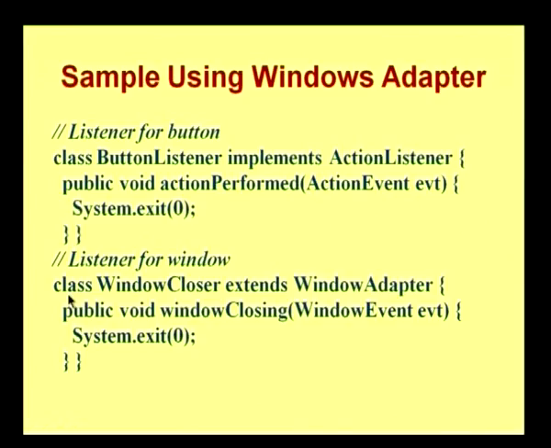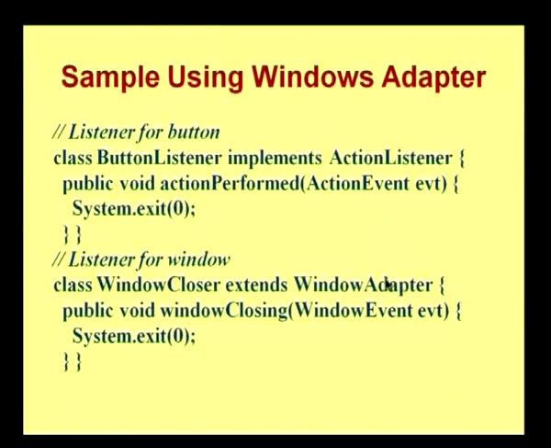Here you can see that you have a class called WindowCloser which extends the WindowAdapter. This WindowAdapter is the adapter class which has implemented all the methods available in the window listener, and I am going to override only one method, which is the windowClosing method. In this windowClosing method I implement the closing of the window. So, I can close the window using the action listener which listens for a particular button.